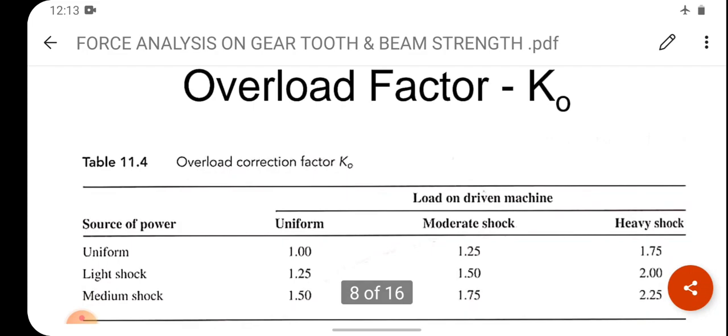So we will discuss now different load factors already explained in the last equation, that is Ko or K naught. It is known as overload factor.